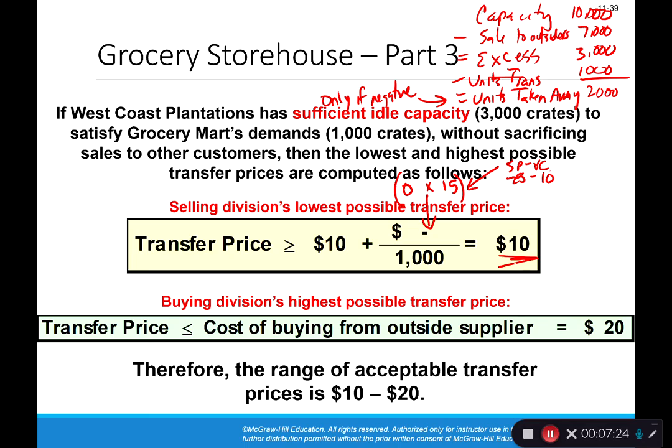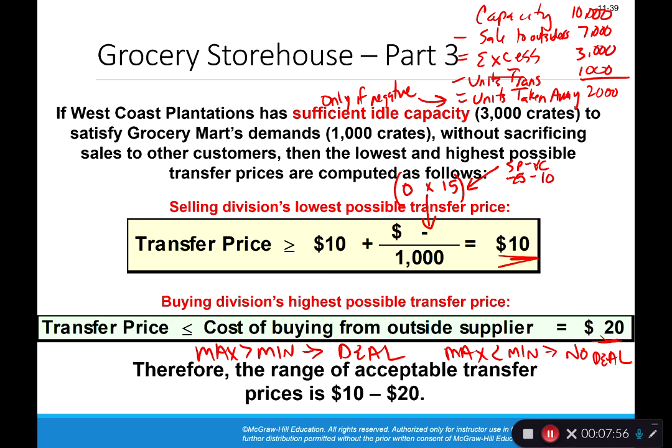So that's the minimum. The maximum is what the other division is already paying, and they're paying 20. And because the max is greater than the min, we can make a deal. So whenever the max is greater than the min, we can make a deal. Any deal between 10 and 20 bucks will work. When the max is less than the min, no deal. We shouldn't make a deal.